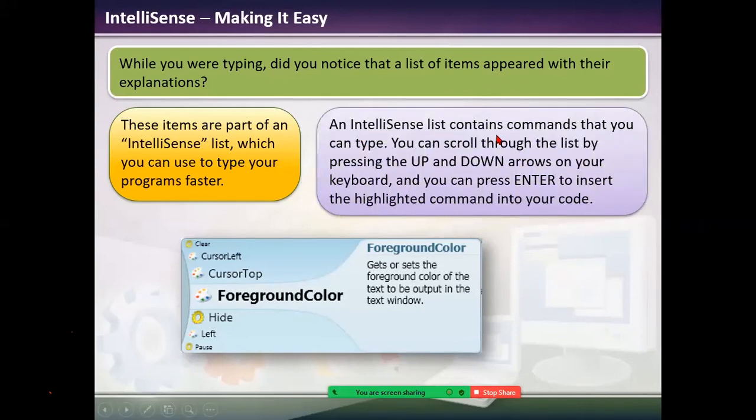An IntelliSense list contains commands that you can type. You can scroll through the list by pressing the up and down arrows on your keyboard, and you can press the enter button to insert the highlighted command. Here the highlighted command is ForegroundColor. Likewise in your code, you may use the up and down arrow keys to navigate through this window, and after selecting, likewise here ForegroundColor, to apply the selected command, you may press the enter button. That's the thing.